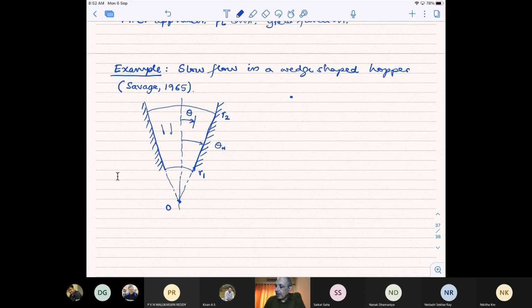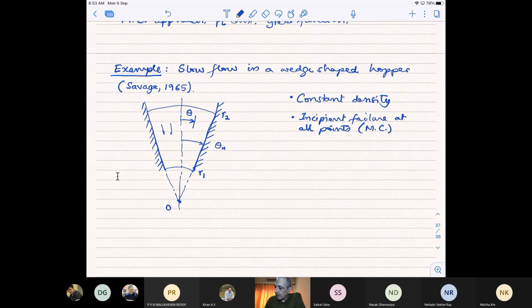And what he assumed is, first of all, constant density. Then he assumed incipient failure, just like what we did for the static system. So this is essentially applying the Mohr-Coulomb condition.